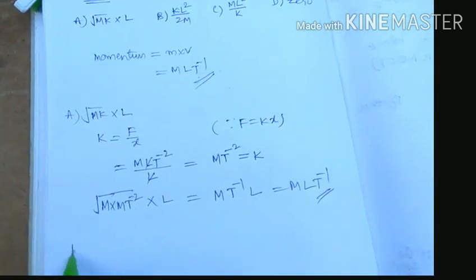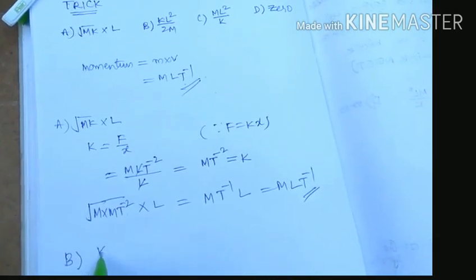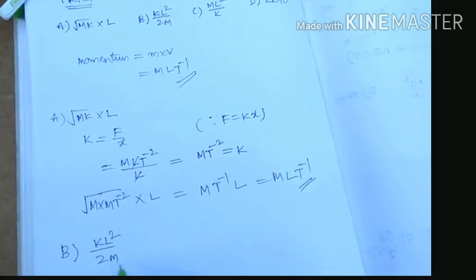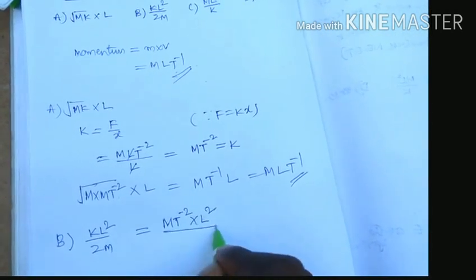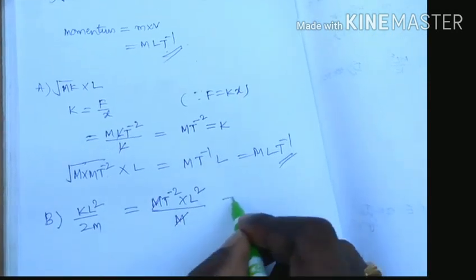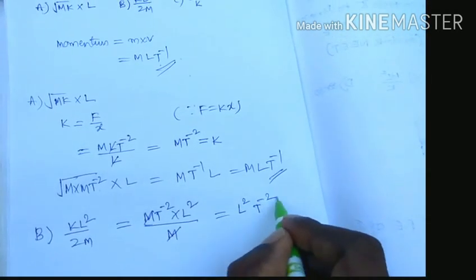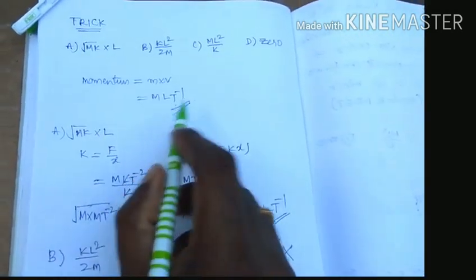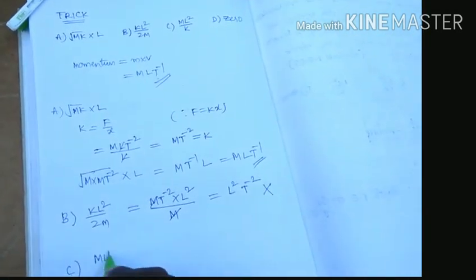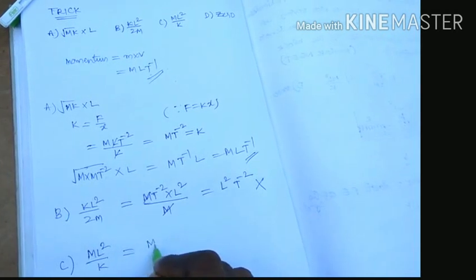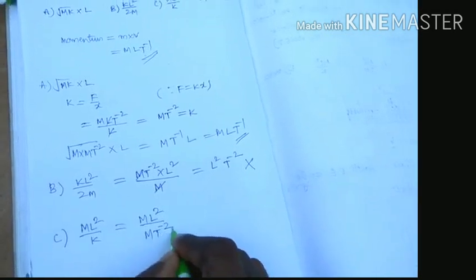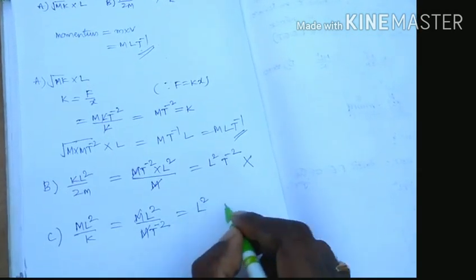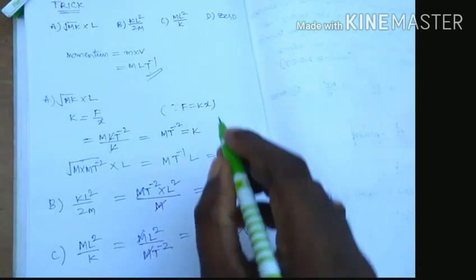Let us check option B. It is equal to kL square by 2m. Here k is nothing but MT minus 2, into L square by m. m will be cancelled out. It is L square T minus 2. It is not equal to the MLT minus 1. Let us check option C. It is equal to mL square by k, which is mL square by MT minus 2. m will be cancelled out. It is L square T square. So this is also not equal to the MLT minus 1.